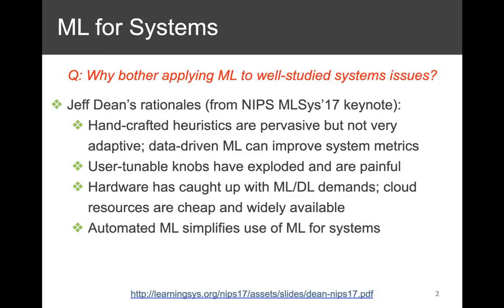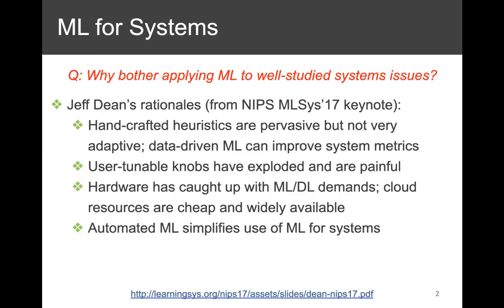There are also various user-tunable knobs and configuration parameters that have exploded in many of these real-world systems. Take, for example, relational DBMSs. Industrial strength relational DBMSs ship with at least a few dozen knobs. All these knobs range from how much memory to give for a sort operator, how much memory to give for a hash operator, to degree of parallelism, and so on. And they're very painful for a user to tune. Okay, so a lot of database administrators, their job revolves around tuning these knobs. And so Jeff Dean says machine learning can be helpful here.